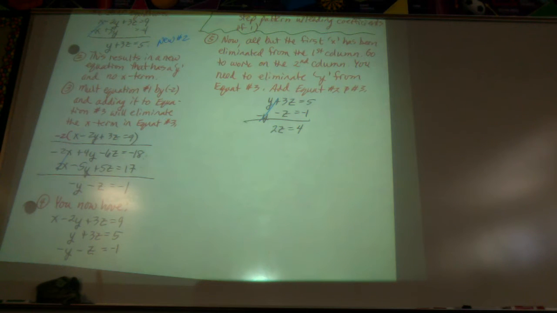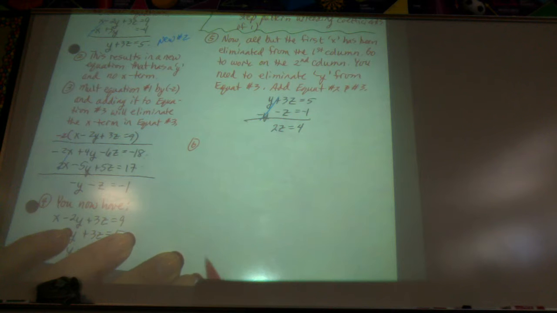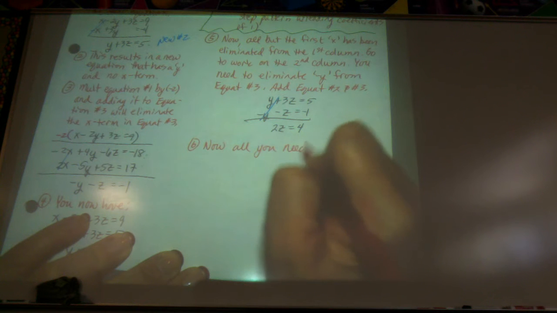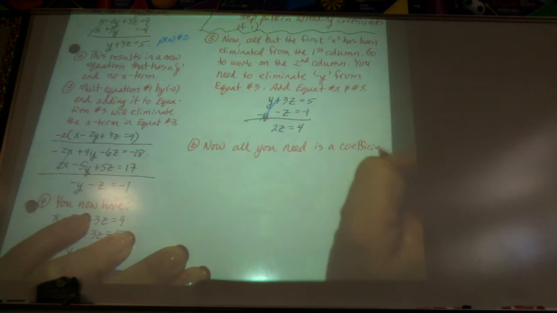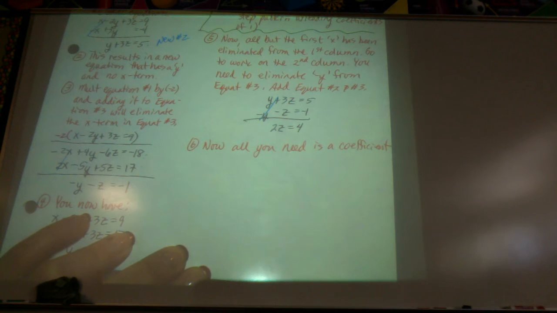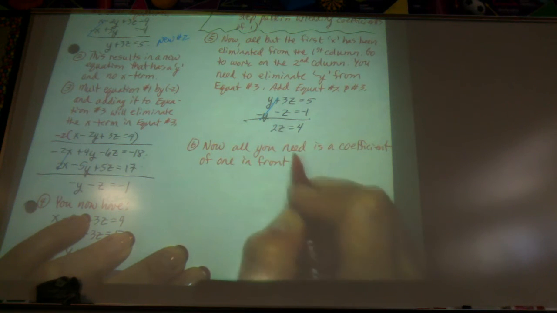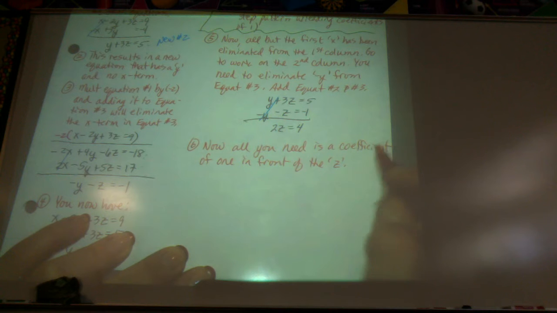What do I really want for my third equation? Because this is my third equation I'm working on. I want a coefficient of 1. So how do I manipulate this to get a coefficient of 1? Yeah, so now all you need is a coefficient of 1 in front of the z. You can either multiply by a half or divide by 2, right?